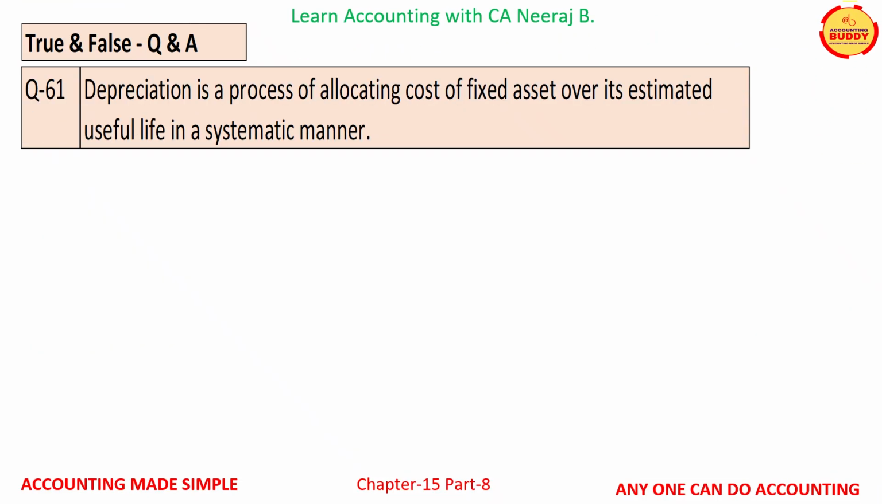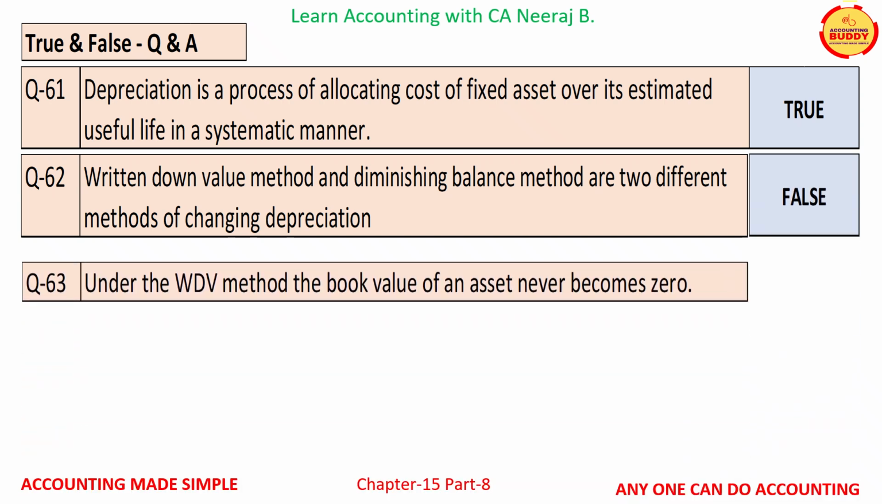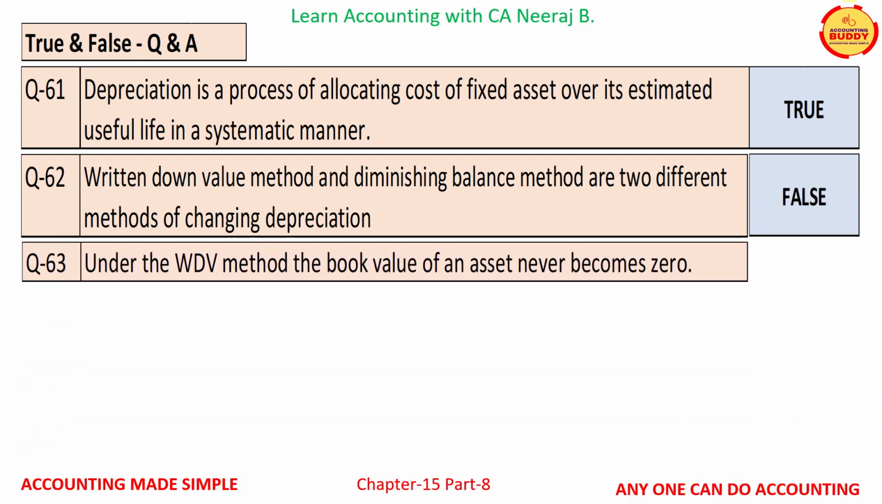Question number 61 is, depreciation is a process of allocating cost of fixed asset over its estimated useful life in a systematic manner. This is a true statement. Question number 62, written down value method and diminishing balance method are two different methods of charging depreciation. This is a false statement. Question number 63, under the WDV method, the book value of an asset never becomes zero. This is a true statement.